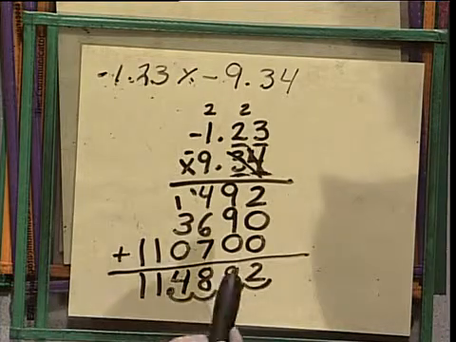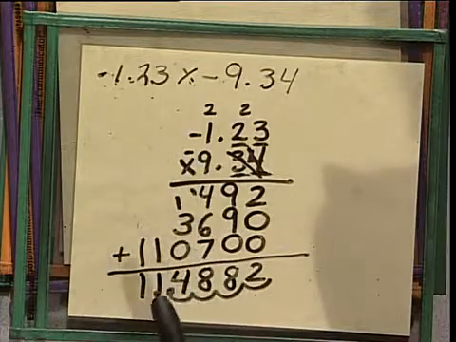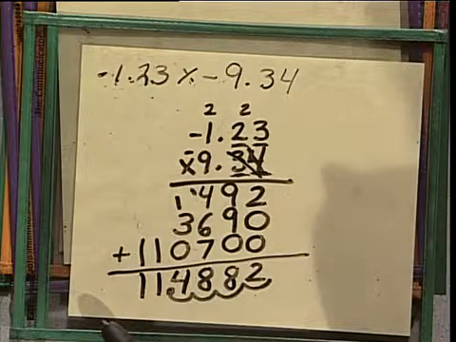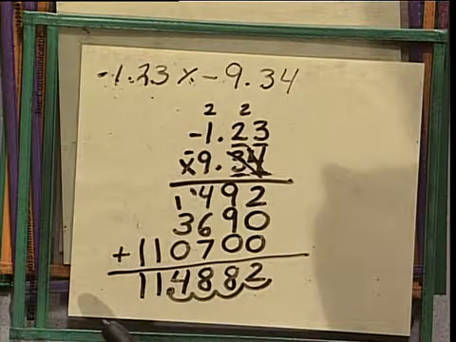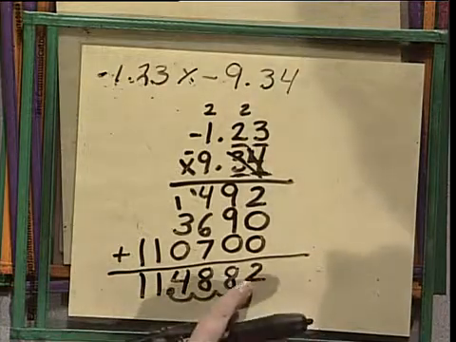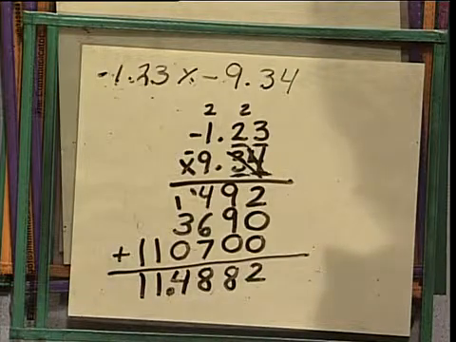Now the other trick to this is you are multiplying two negative numbers. What happens when you multiply two negatives? The answer becomes a positive. Very good. It does become a positive. So we can just leave this alone. We don't have to worry about putting a negative because we know it just turns into a positive.